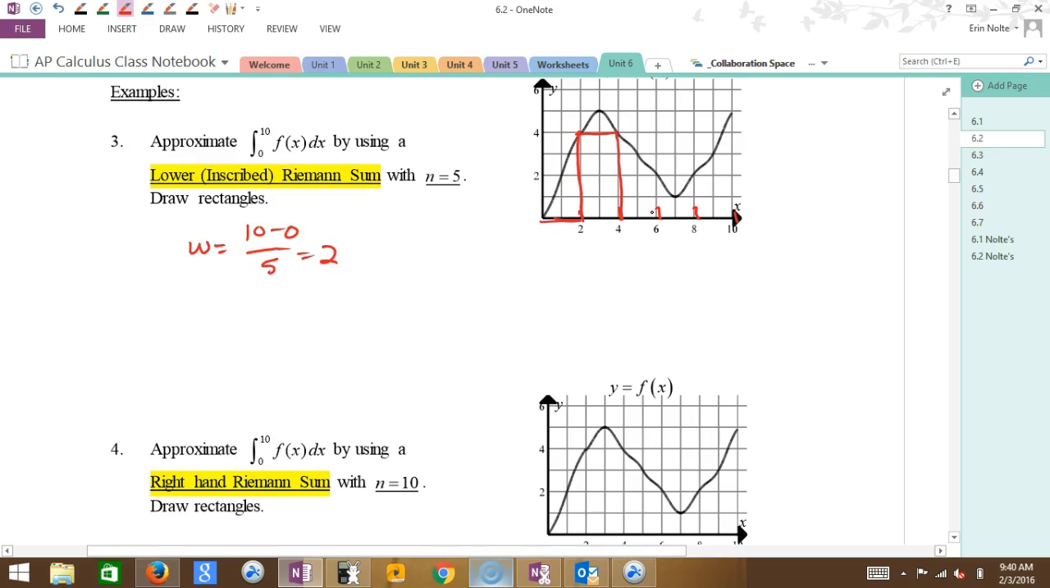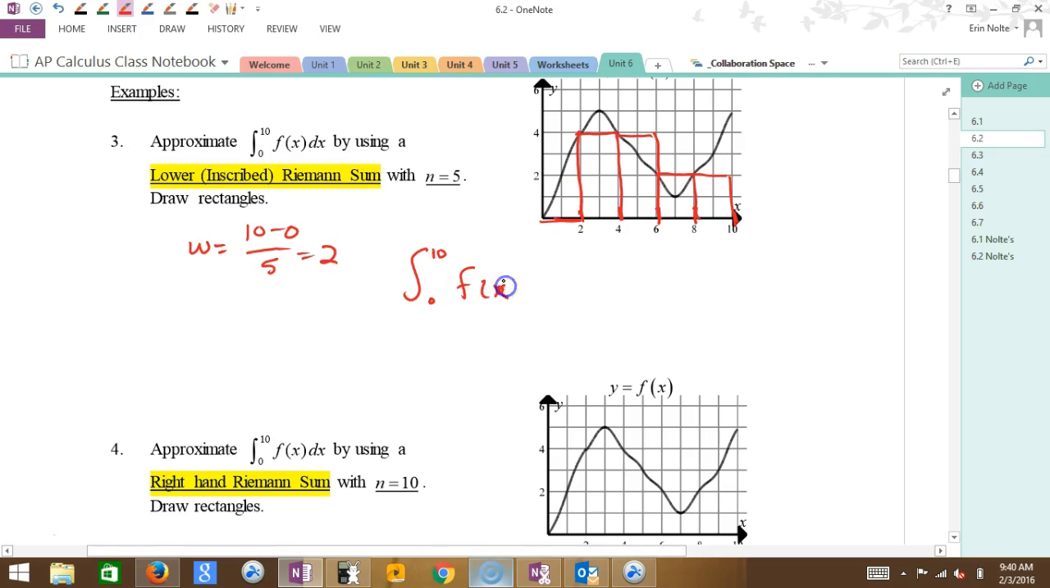Then I'm looking at 4 and 6. The lower value between 4 and 6 is 4, and the height at 4 is also 4. Now between 6 and 8, the lower value is 6. What's my height at 6? 2. And then my last one, at 8 and 10, the lower value is 8, so my height is 2.